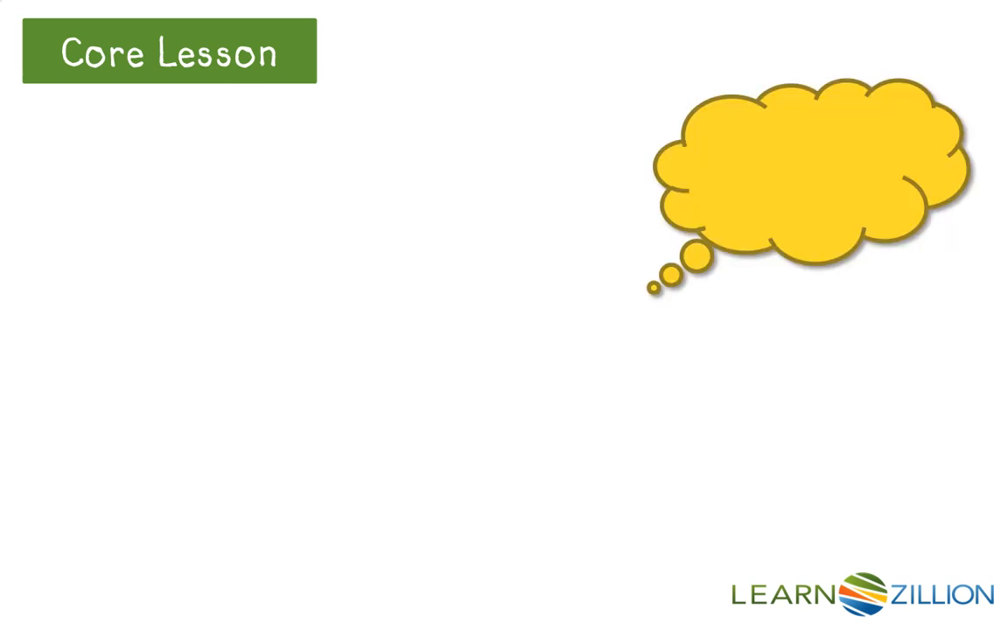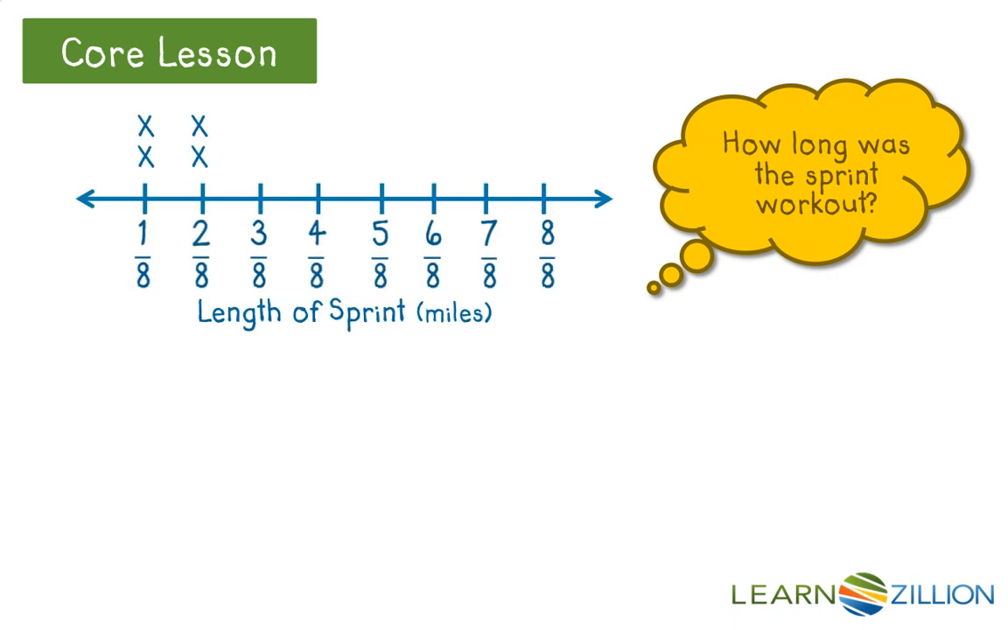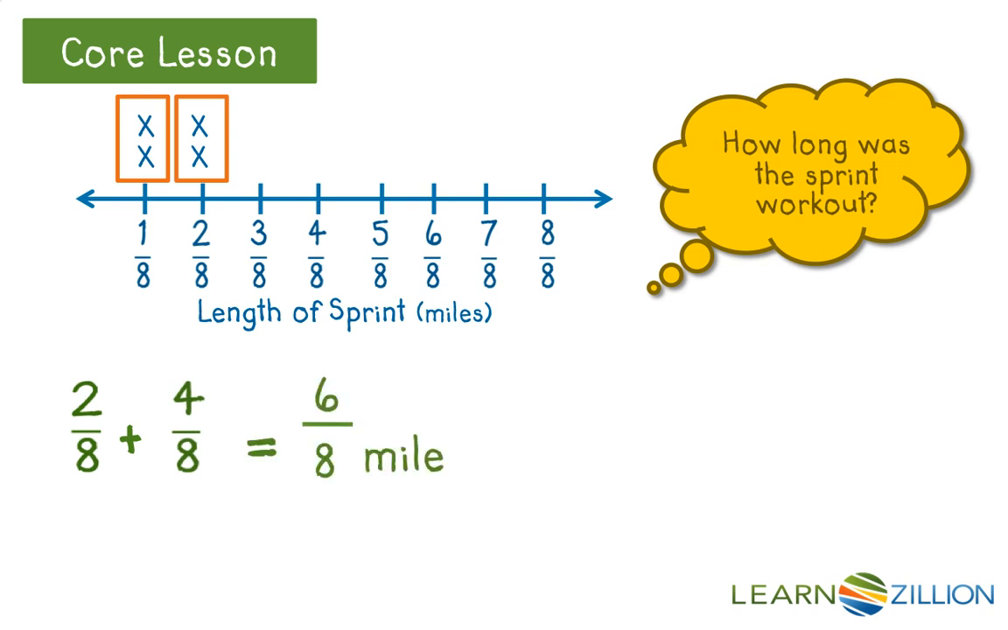First, we need to figure out how long the sprint workout is, so let's take a look at the data. There are 2 sprints that are 1/8 of a mile long, so we can mentally add those to be 2/8 of a mile. The same goes for the 2 sprints that are 2/8 of a mile long. We can mentally add those to be 4/8 of a mile. Now we can add 2/8 plus 4/8 equals 6/8 of a mile. The sprint workout is 6/8 of a mile long.